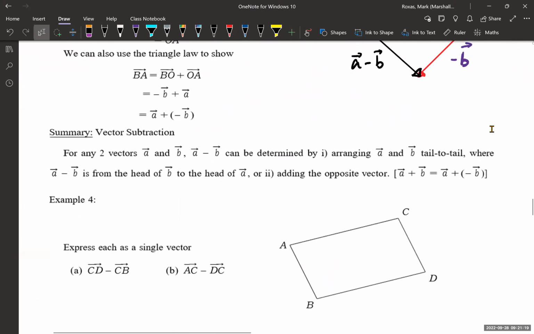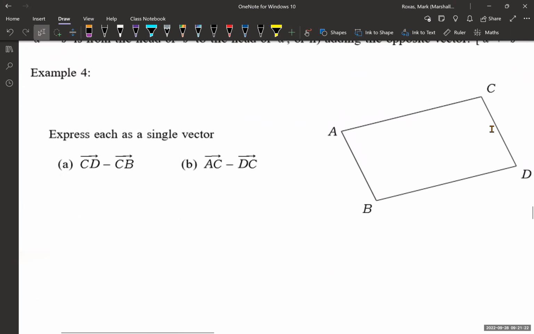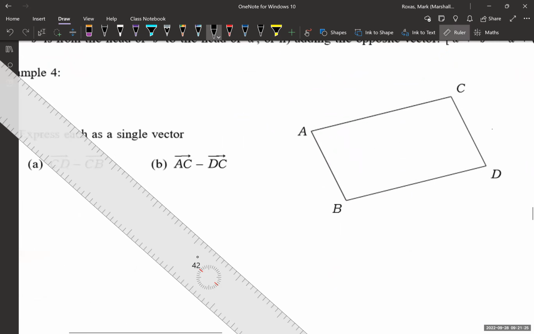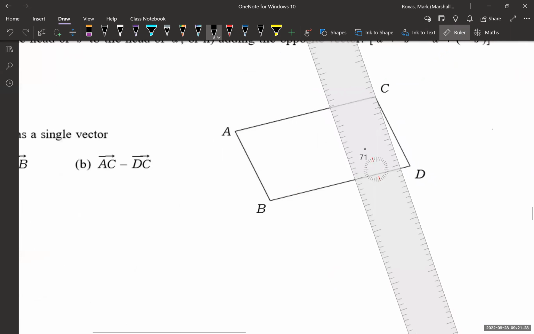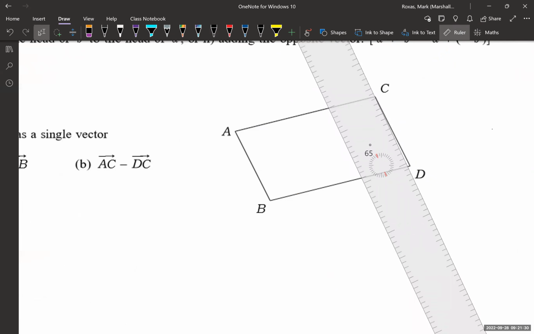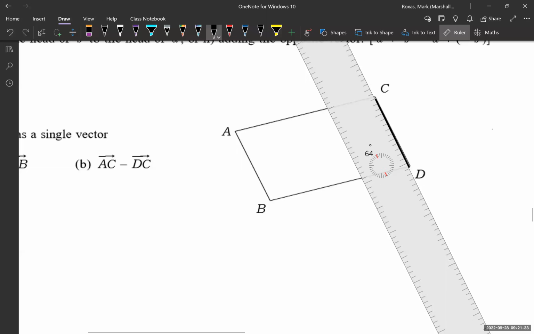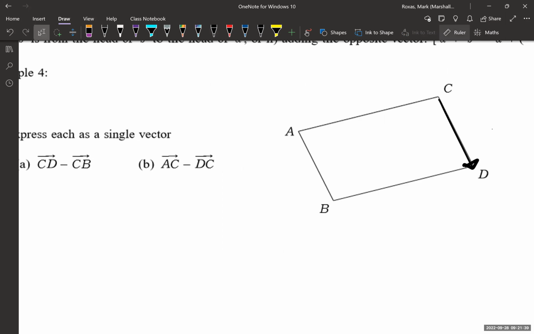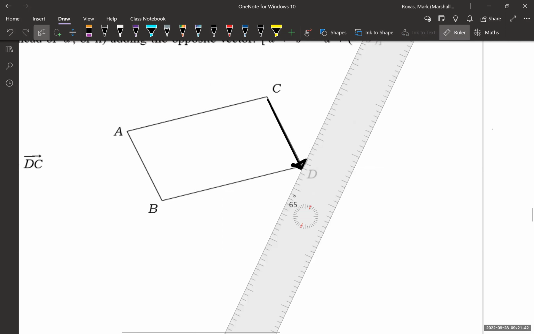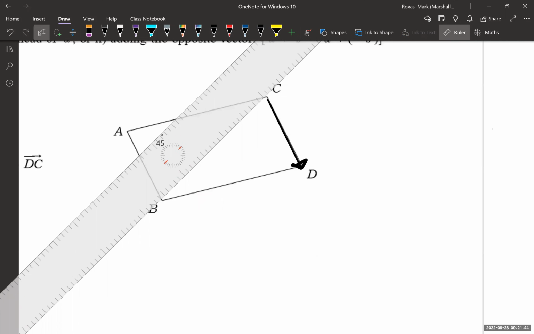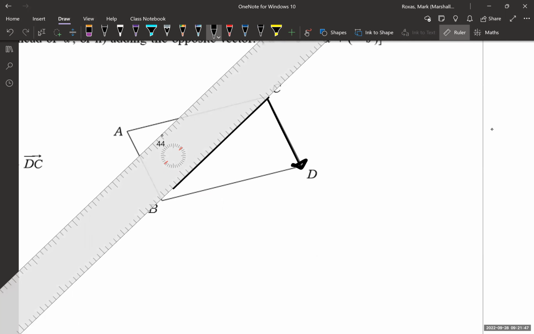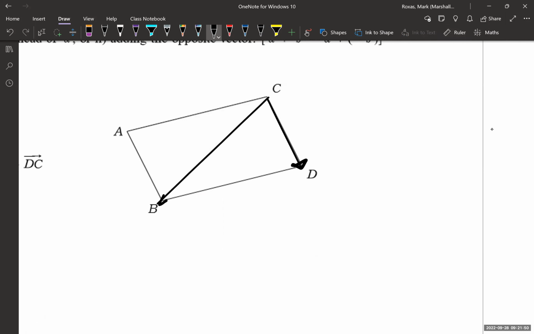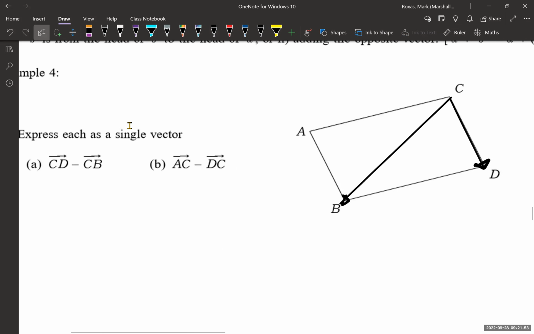So down here as an example, expressed as a single vector, vector C to D minus C to B. When you're dealing with points, you're connecting vector C to D, so the tail at C and the head at D. Just draw a vector head like that. And C to B is another vector here, connecting from the tail of C to the head of B. So that's why order is important. When you read C on the left, D on the right, and C on the left and B on the right, that's the order in which we connect those points and draw the arrowhead.